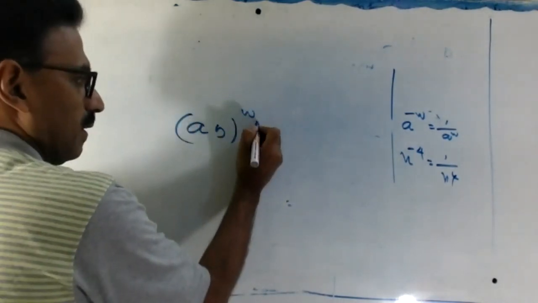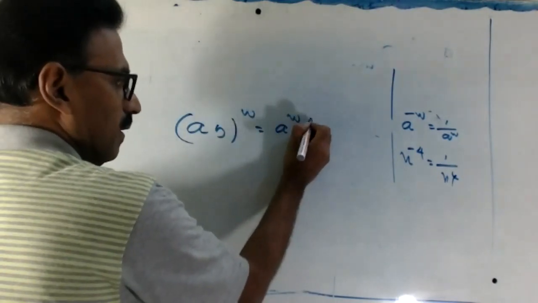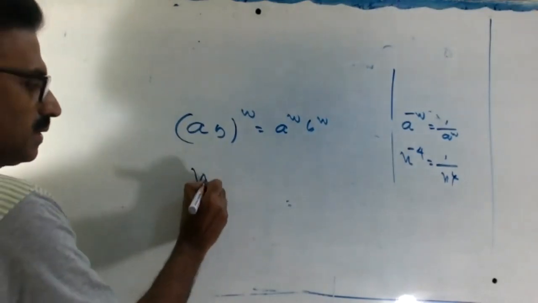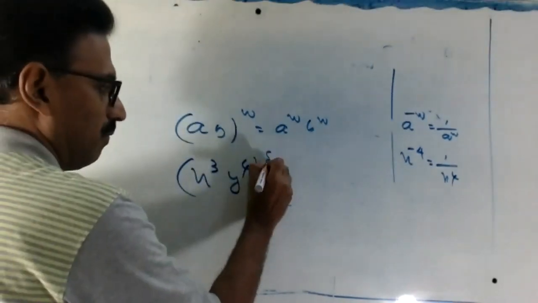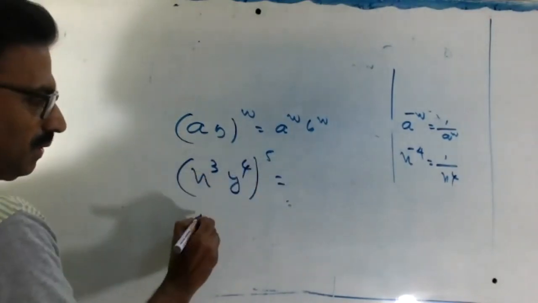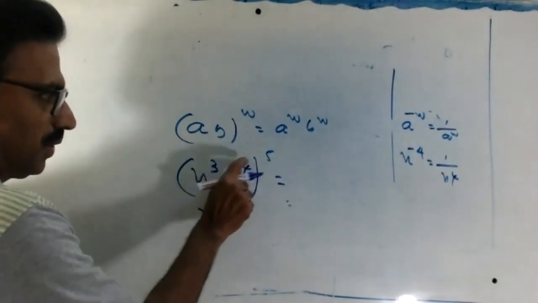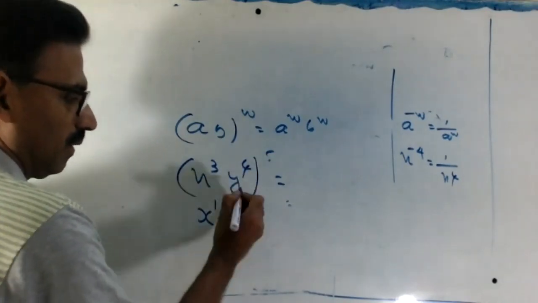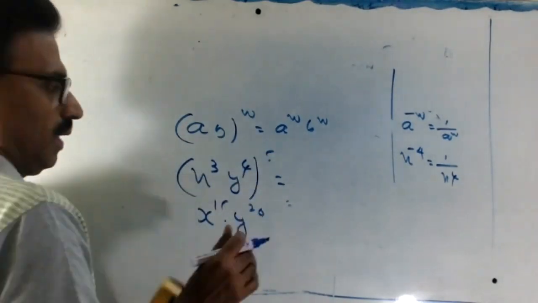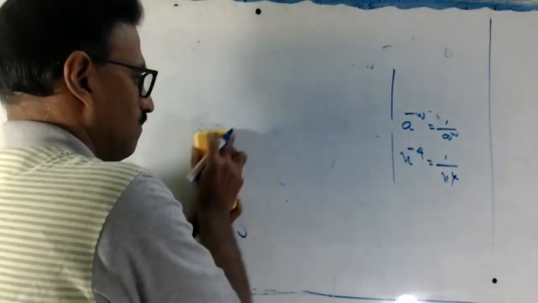Then (ab) whole raised to n. That is a raised to n, b raised to n. Example, (x raised to 3, y raised to 4) whole raised to 5. Simple. x raised to 3 into 5, that is 15. y raised to 20.